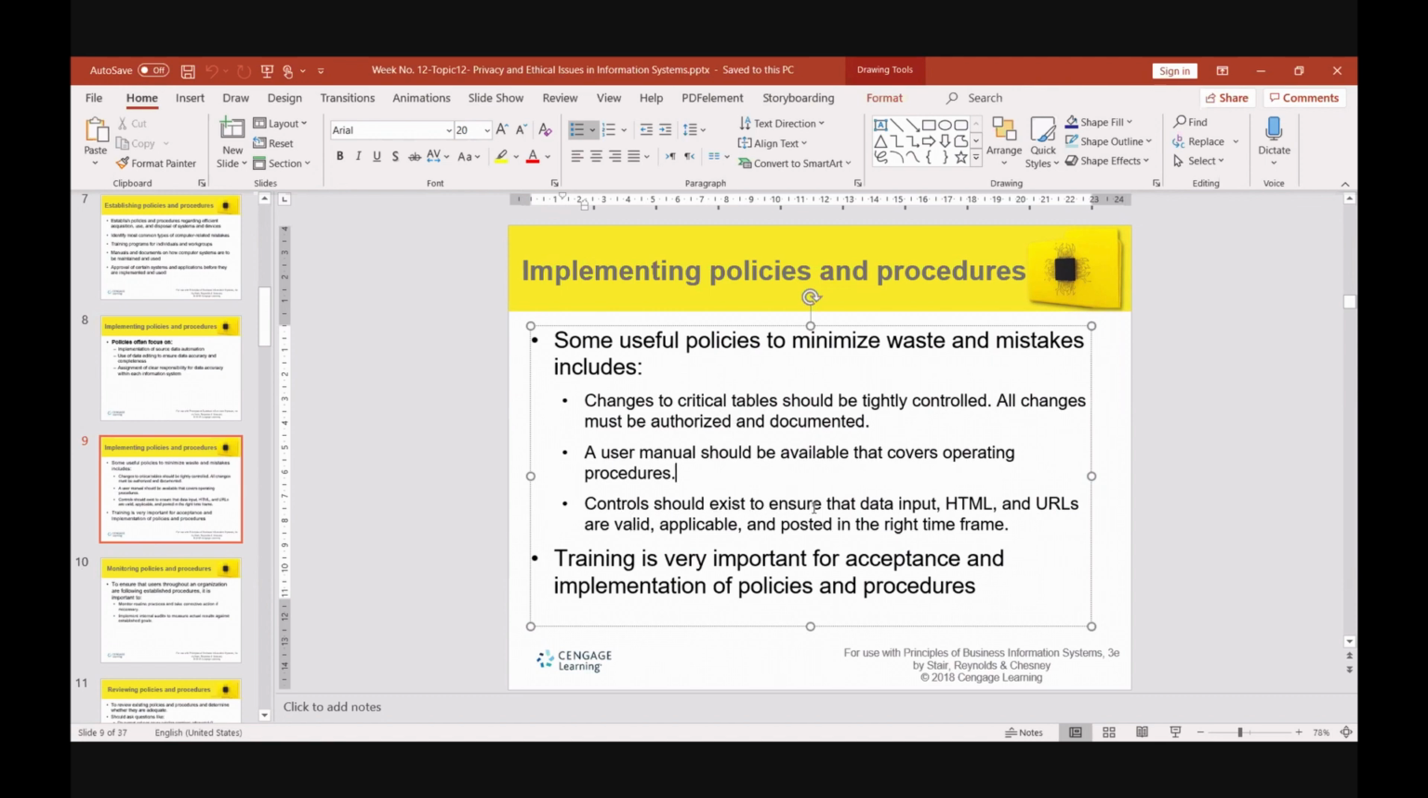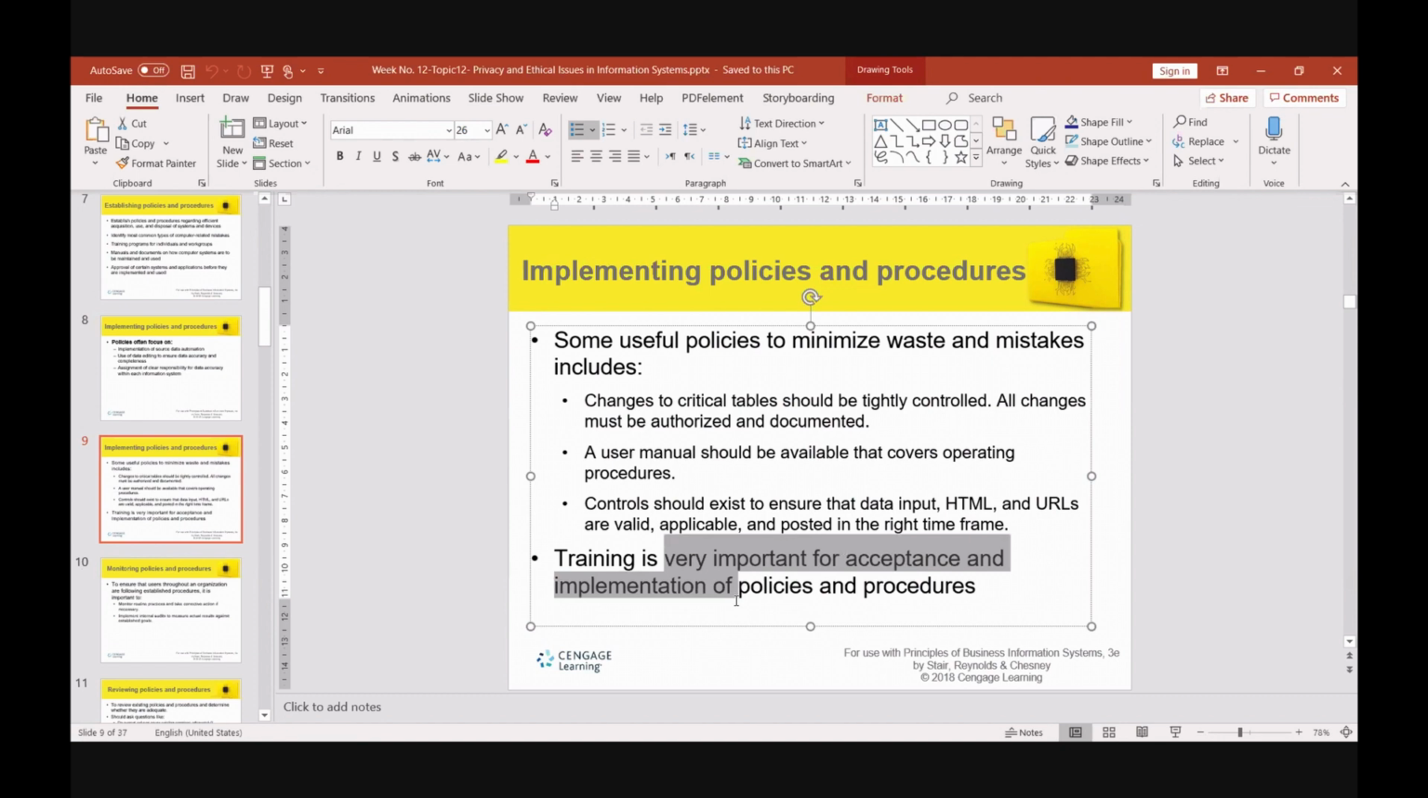Controls should exist to ensure that data input, HTML, URLs are valid, applicable, and posted in the right time frame. You can make a policy to check that all these things, HTML, URLs, are written in the valid form or not. Whenever you write, the system or a person can check that it is written in the correct form.